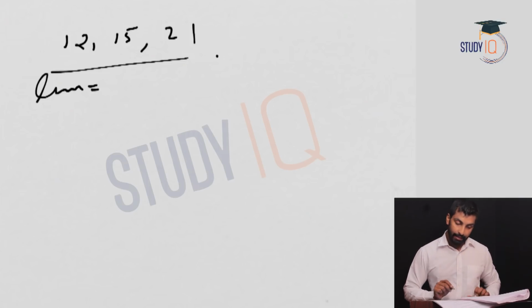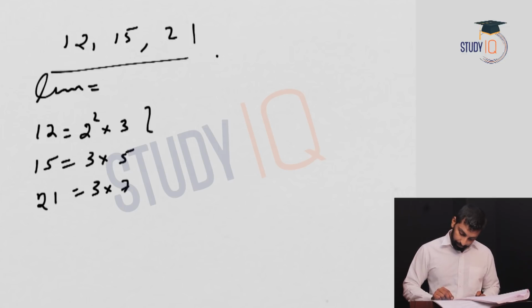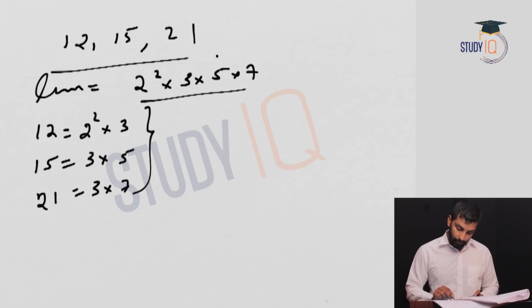Now, a very important piece of information which I want to tell you is, this is applicable only in case of two numbers. If you have three numbers, let's take three numbers. Let's take 12, 15, 21. Okay, so let me find LCM. What is 12? 12 you will write as 2 square into 3. Then what is 15? You will write it as 3 into 5. What is 21? You will write it as 3 into 7. So what is LCM? You will take all the numbers involved with the highest power, right? So your LCM will be 2 square into 3 into 5 into 7.